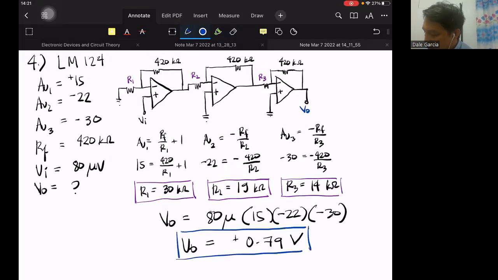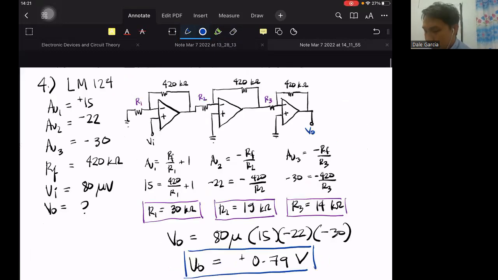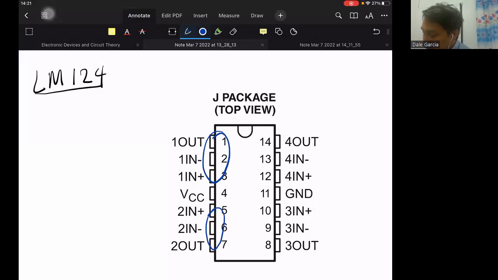Next is the pin configuration. So memorize this, or at least familiarize yourself with it: pins 1, 2, 3, 4, 5, 6, 7 to 8 to 14. Pins 1, 2, 3 belong to op-amp 1, and 5, 6, 7 belong to op-amp 2. For op-amp 3, we can choose either this or that. So 8, 9, 10 are for our op-amp 2.